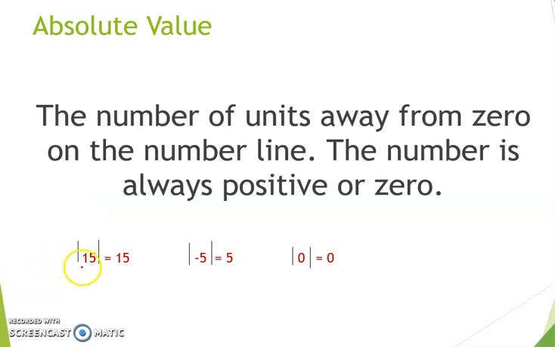And the way that we read this is the absolute value of 15 is 15. The absolute value of negative 5 is 5. The absolute value of 0 is 0. Absolute value is always positive or 0.